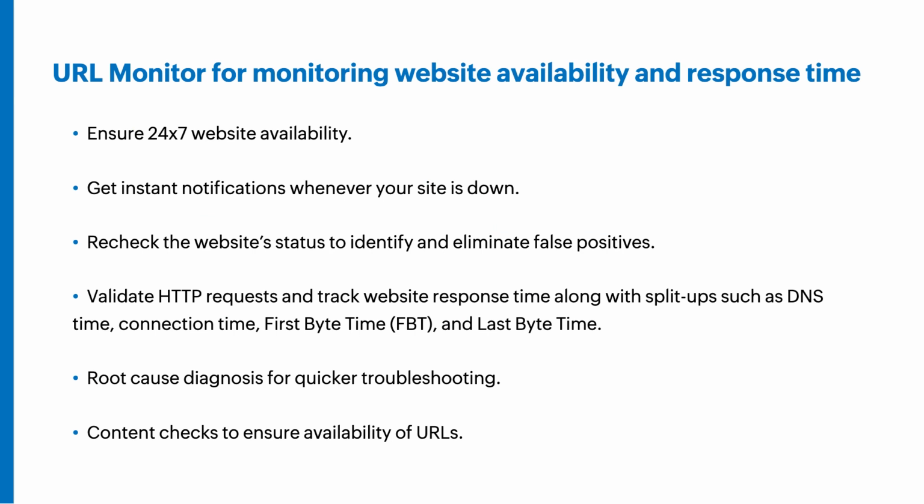Ensure 24/7 availability. This acts as a continuous URL monitoring service that keeps constant watch over a specific URL or web page. It helps verify the availability of specified addressable standard HTTP and HTTPS URLs. Get instant notifications whenever your site is down. You can use it to easily monitor your site's availability to get instant notifications whenever your website goes down. Recheck the website status to identify and eliminate false positives. You can even recheck the website status to identify and eliminate false positives.